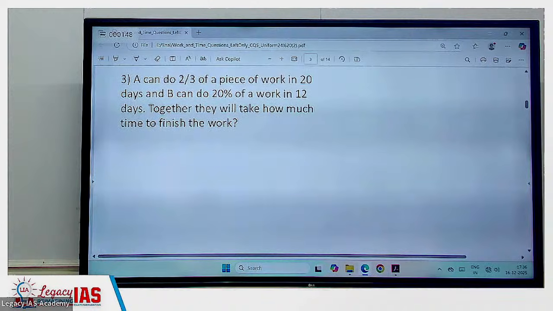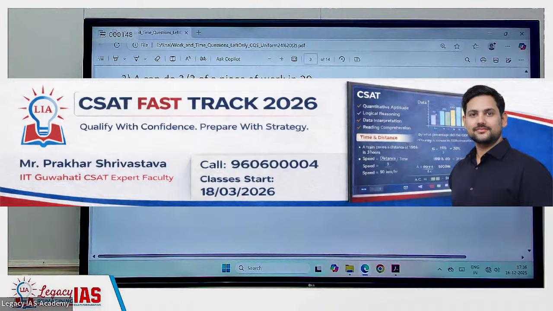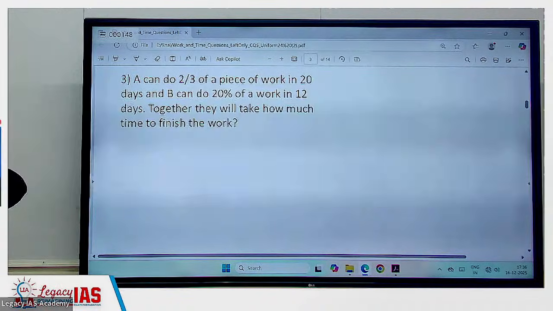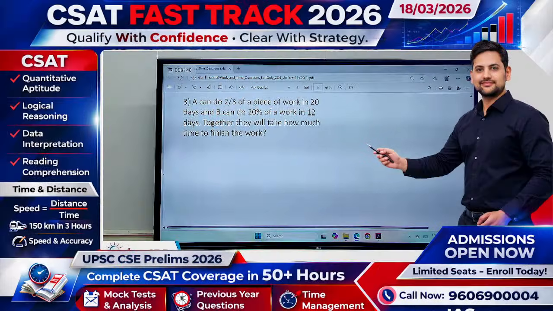See, in those questions, it was directly given to you how much time they take to complete the work alone. Here, instead, you're giving that 2 by 3 of a piece of work is being done in 20 days. So first thing is finding out how much time A will take to complete the work. Then how much time B will take to complete the work. Once you know that, then it's the same question. Together, how much time they will take.